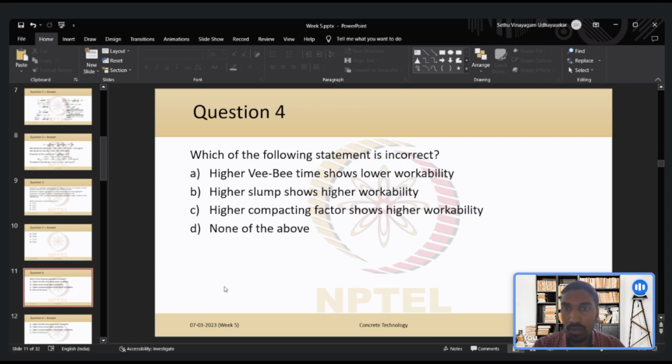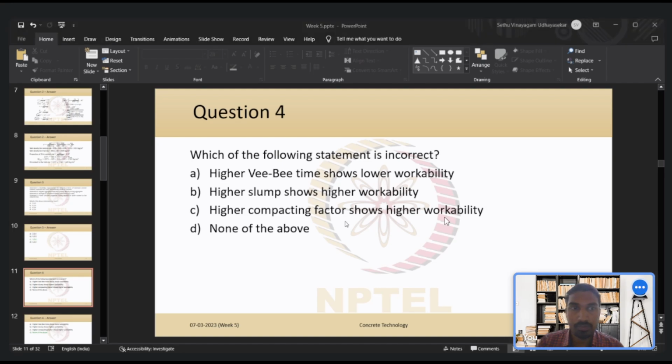Okay, moving on to question number 4: which of the following statements is incorrect? Again we have 4 options. Option A: higher VB time shows lower workability. Option B: higher slump shows higher workability. Option C: higher compacting factor shows higher workability. And option D is none of the above.